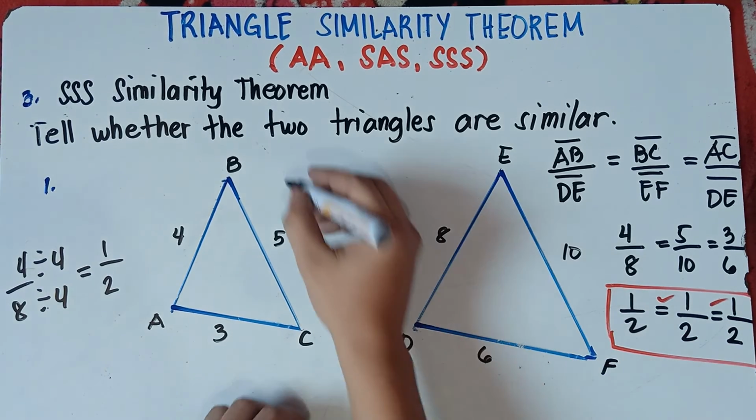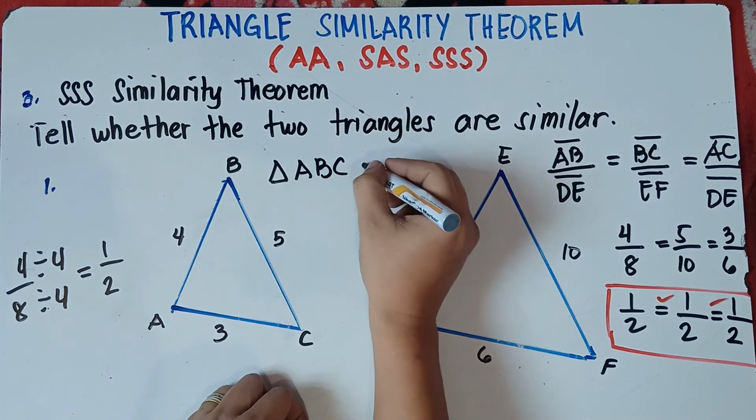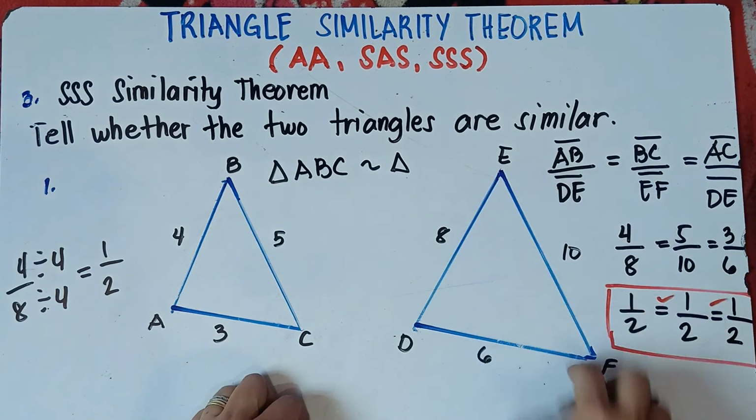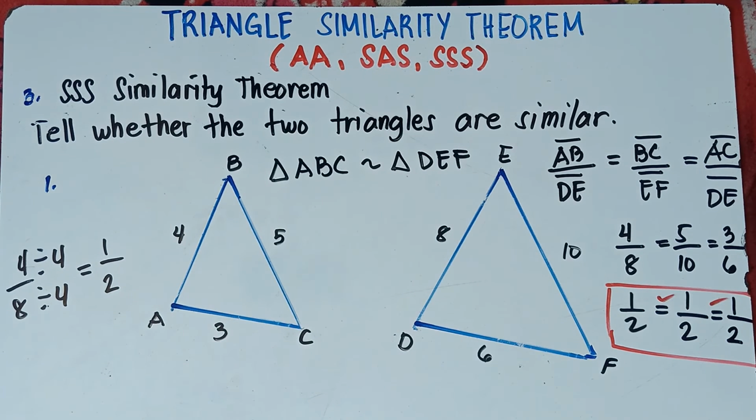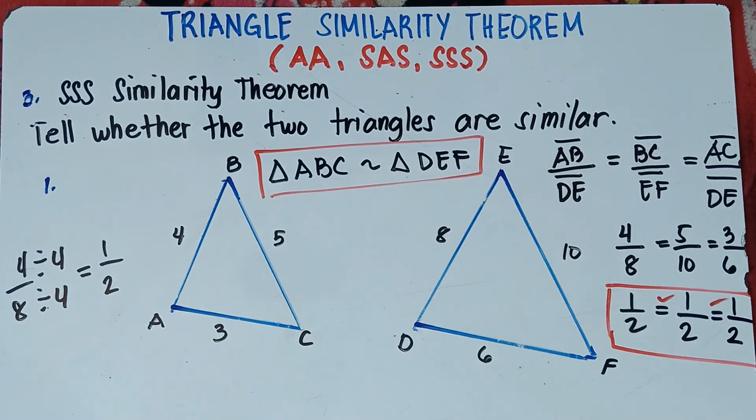So we can say that triangle ABC is similar to triangle DEF. Alright, so let's try another, more complicated example for this one, the SSS Similarity Theorem. So therefore, these two triangles are similar. Alright, let's try another example.